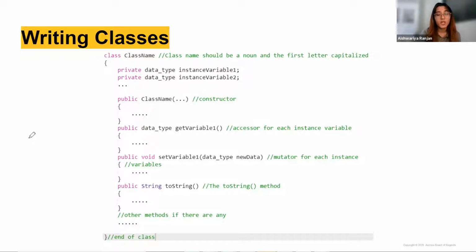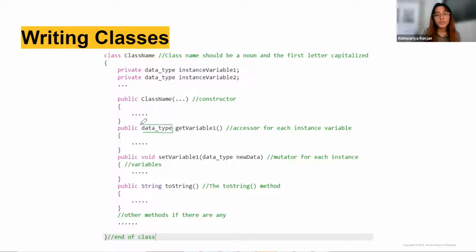So if you want to access the ID of the account, you would do get ID. And suppose you want to change the ID, or if the ID was somehow updated, you would set ID. So that would be your mutator. Also keep in mind over here that get would just return something.